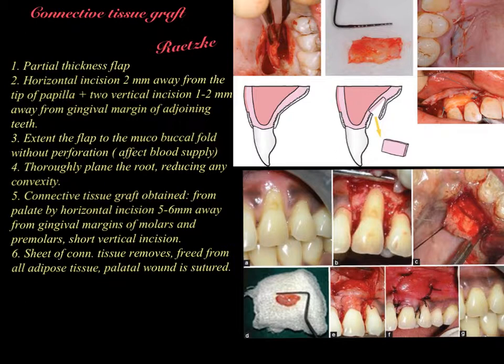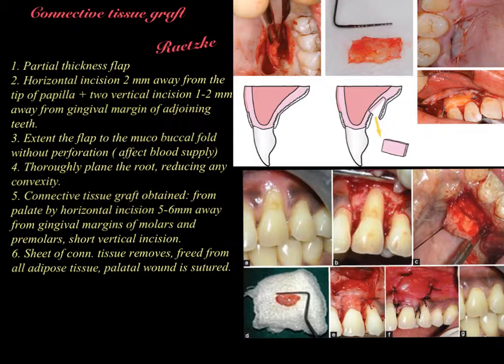For example, as you see here, we have recession here. After putting the connective tissue graft, we pull this flap coronally over the graft, then it will cover the connective tissue graft and correct the recession, as well as providing root coverage.